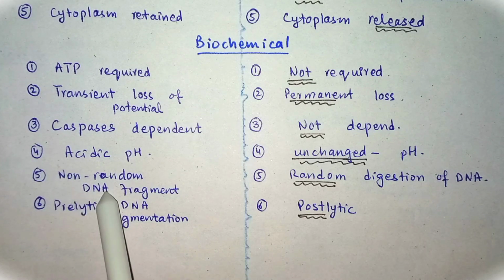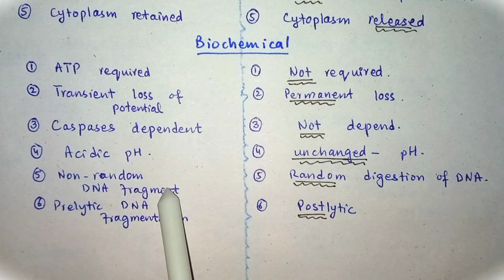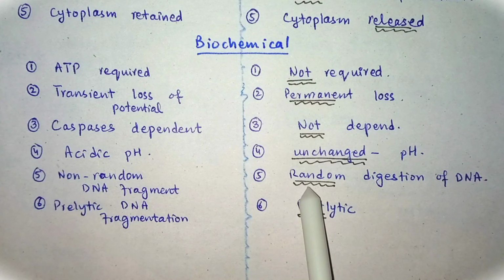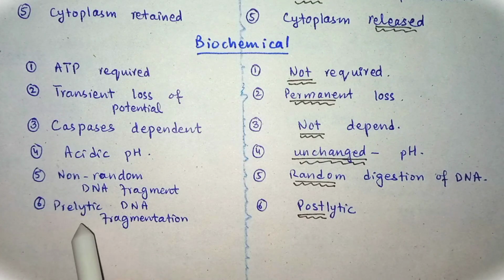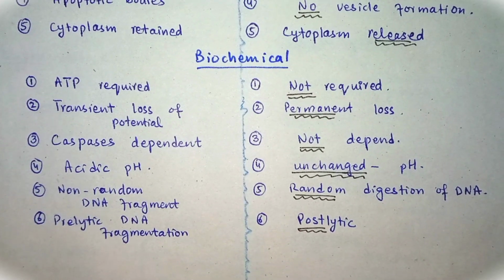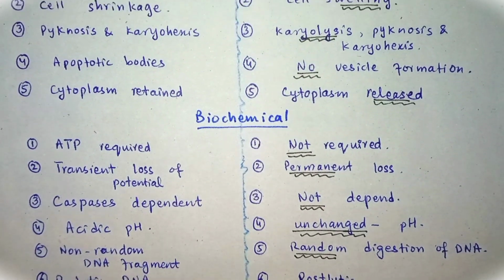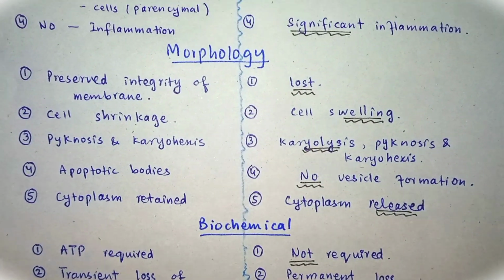non-random mono- and oligonucleosomal length fragments of DNA occur, but in necrosis there is random digestion of the DNA. Biochemically, apoptosis is a pre-lytic DNA fragmentation process, but necrosis is a post-lytic DNA fragmentation process. So this is about the physiological, biochemical and morphological changes in apoptosis and necrosis.